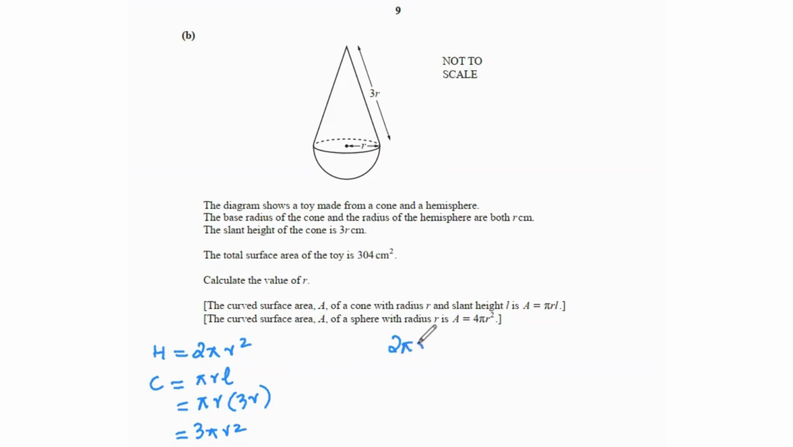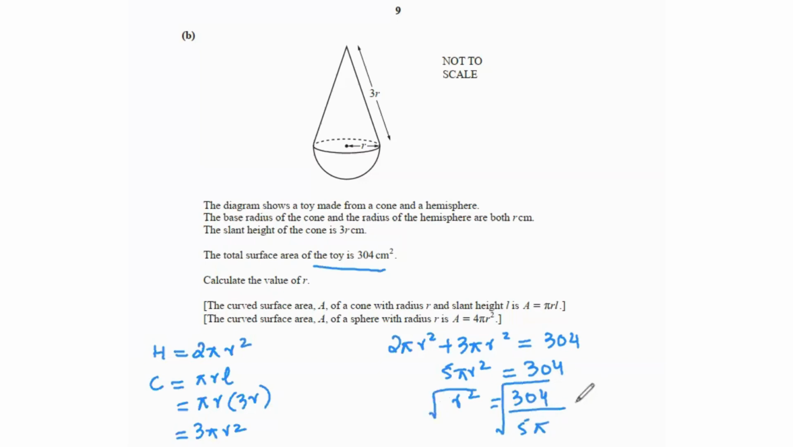So 2 pi r squared plus 3 pi r squared equals 304, which is the total surface area of the toy. That's 5 pi r squared. So we're going to divide 304 by 5 pi, and we're going to square root the result. So that is going to give us 4.4 centimeters. That's the radius of the hemisphere and cone.